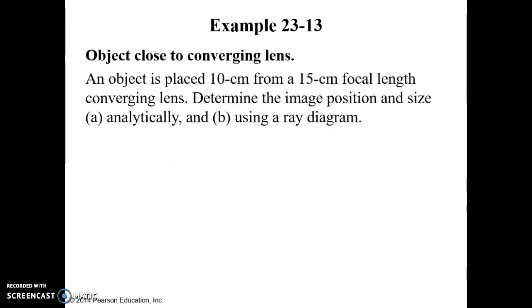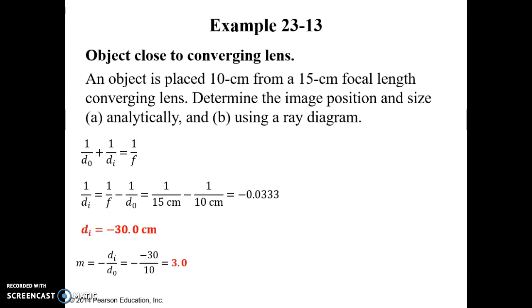For our next example, an object is placed 10 centimeters from a 15 centimeter focal length converging lens. Determine the image position and size analytically and using a ray diagram. Alright, so analytically, it's the same exact steps that we've done before. So plug and chug, and we get an image distance of negative 30 centimeters. The negative means that it's to the left of the lens, or in front, and therefore it is virtual. Now the magnification is 3, so the image is 3 times larger than the object, and it is upright because it's positive.